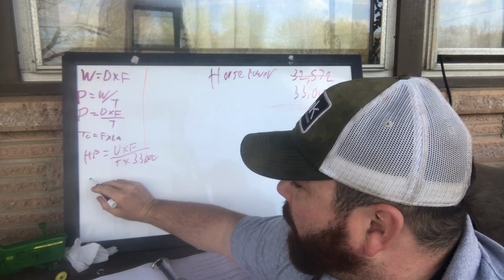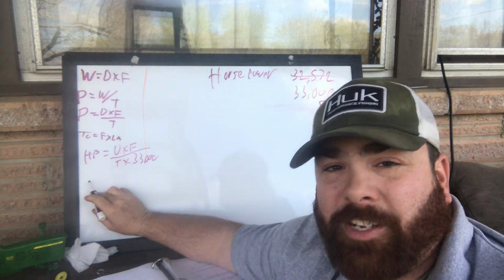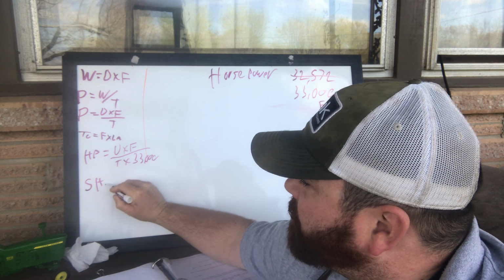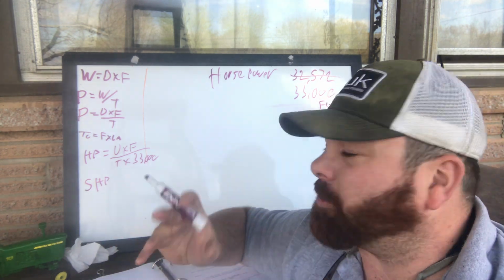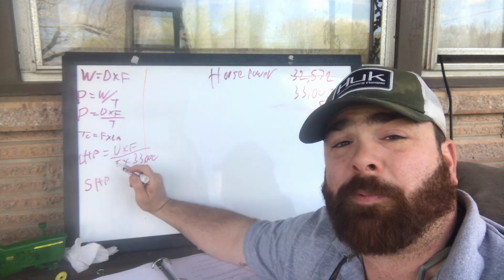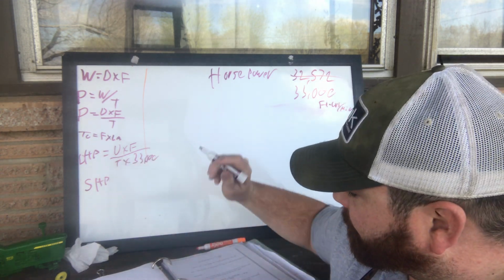For horsepower, shaft horsepower, I'm going to denote this as SHP, and just to keep us a little different, I'm going to put a D right here for drawbar horsepower, just for now.